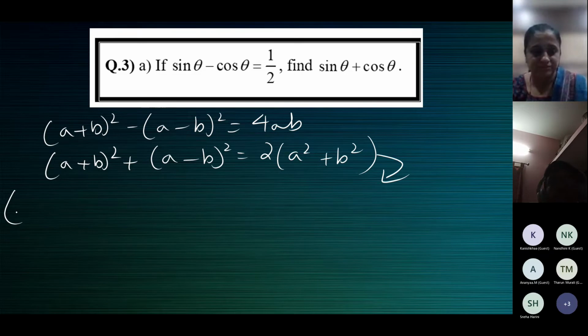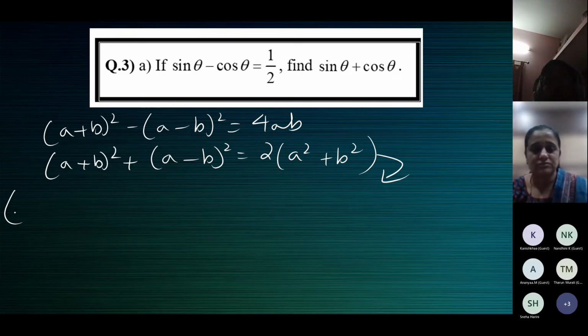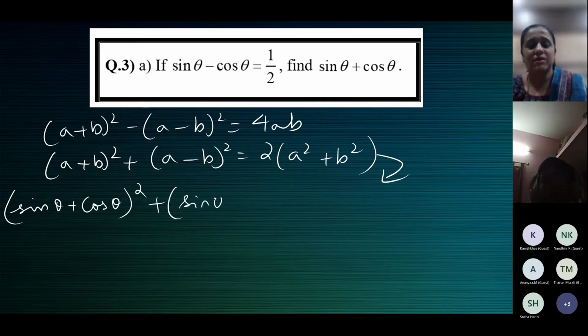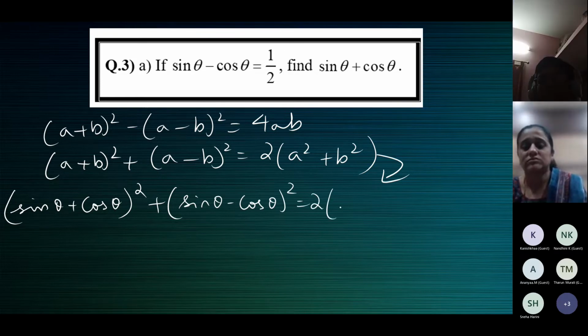So sine theta plus cos theta the whole square plus sine theta minus cos theta the whole square is equal to 2 into sine theta square plus cos theta.